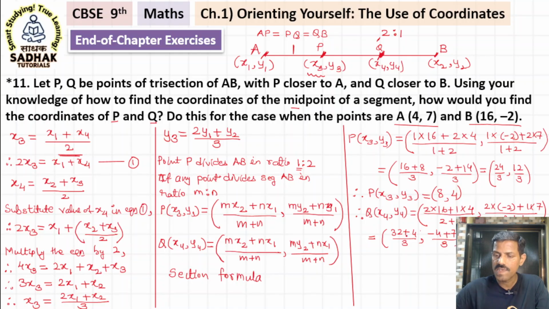So that will give us 32 plus 4 is 36 upon 3, and minus 4 plus 7 will be 3 upon 3. So that answer will be 36 divided by 3 is 12, and 3 divided by 3 is 1. So we have found out the values of x and y coordinates of points P and Q. P is 8, 4 and Q is 12, 1. So that will be the answer of this question. Fine.